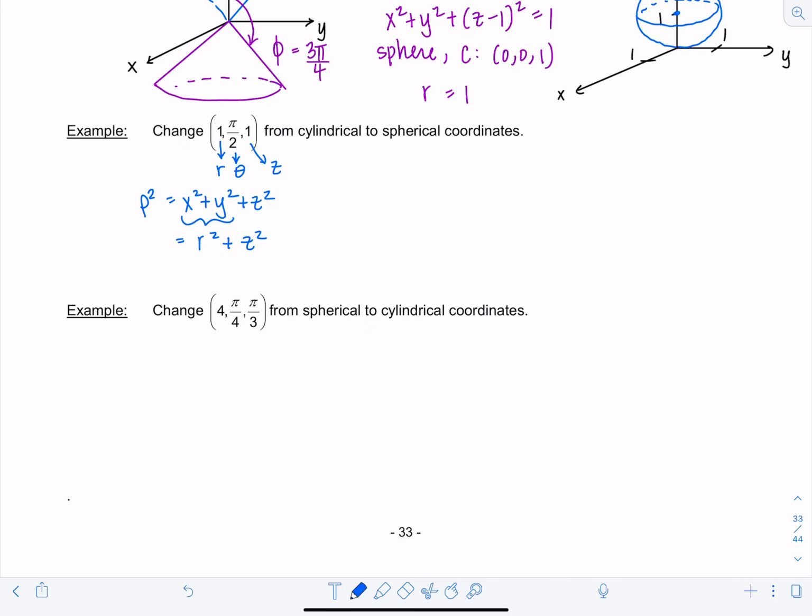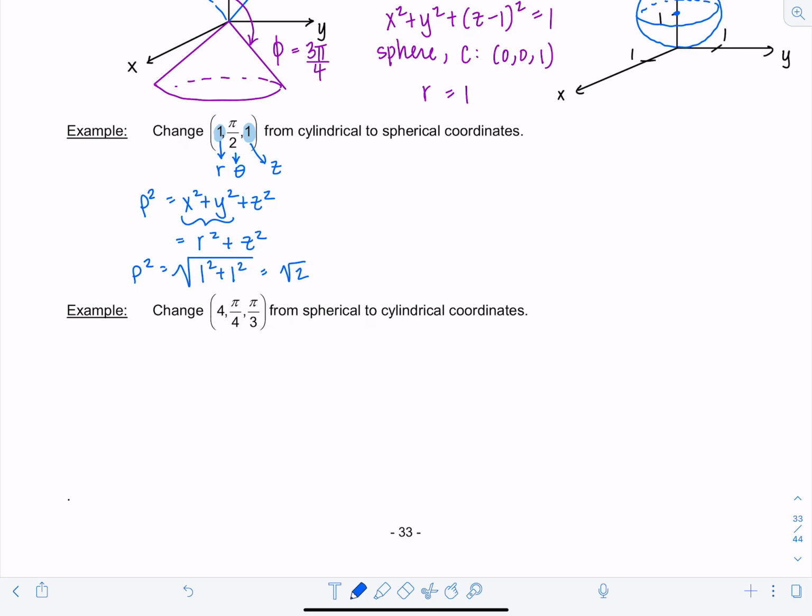So that means rho squared is going to equal 1 squared plus 1 squared. Come back to the point here: r is 1 and z is 1, so that's 2. So rho is rad 2. And then all I need is phi.